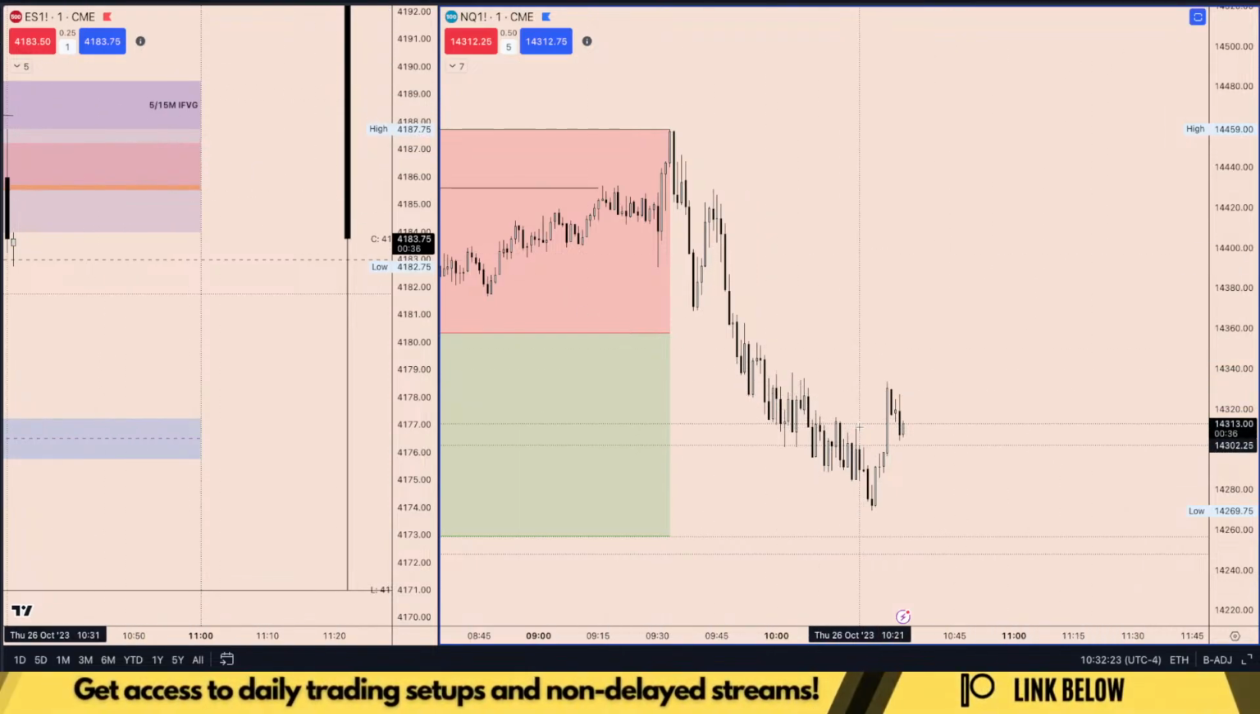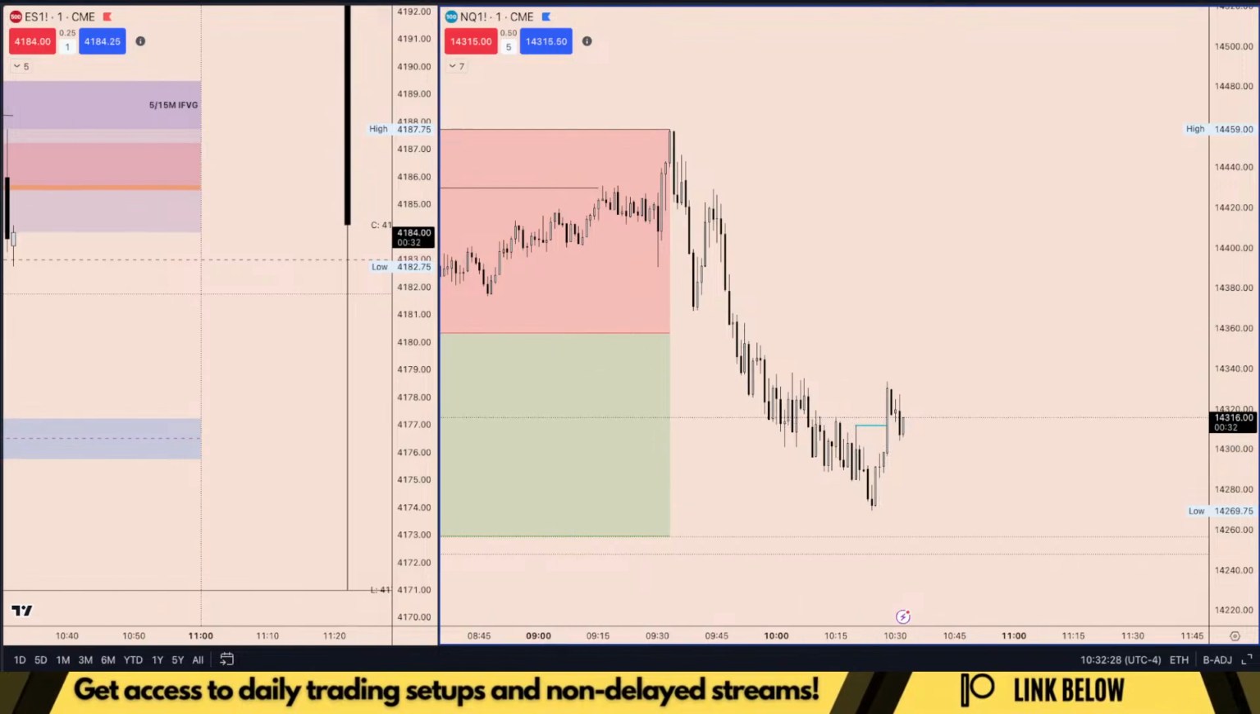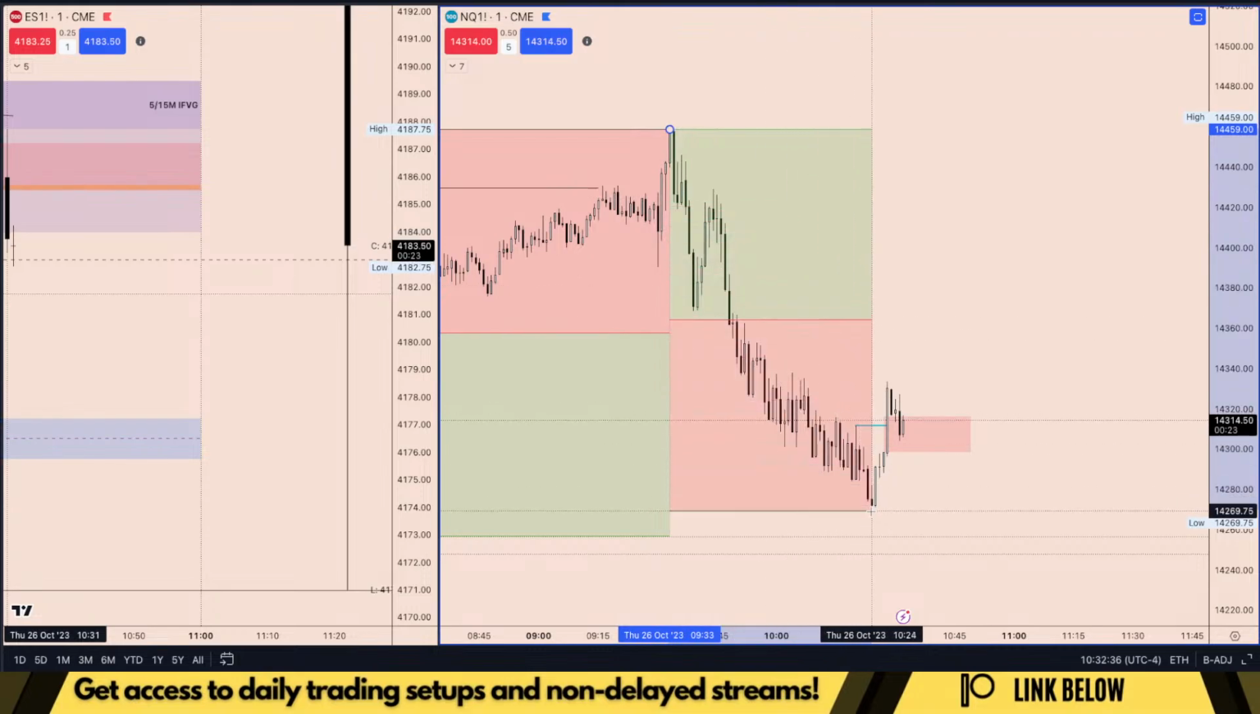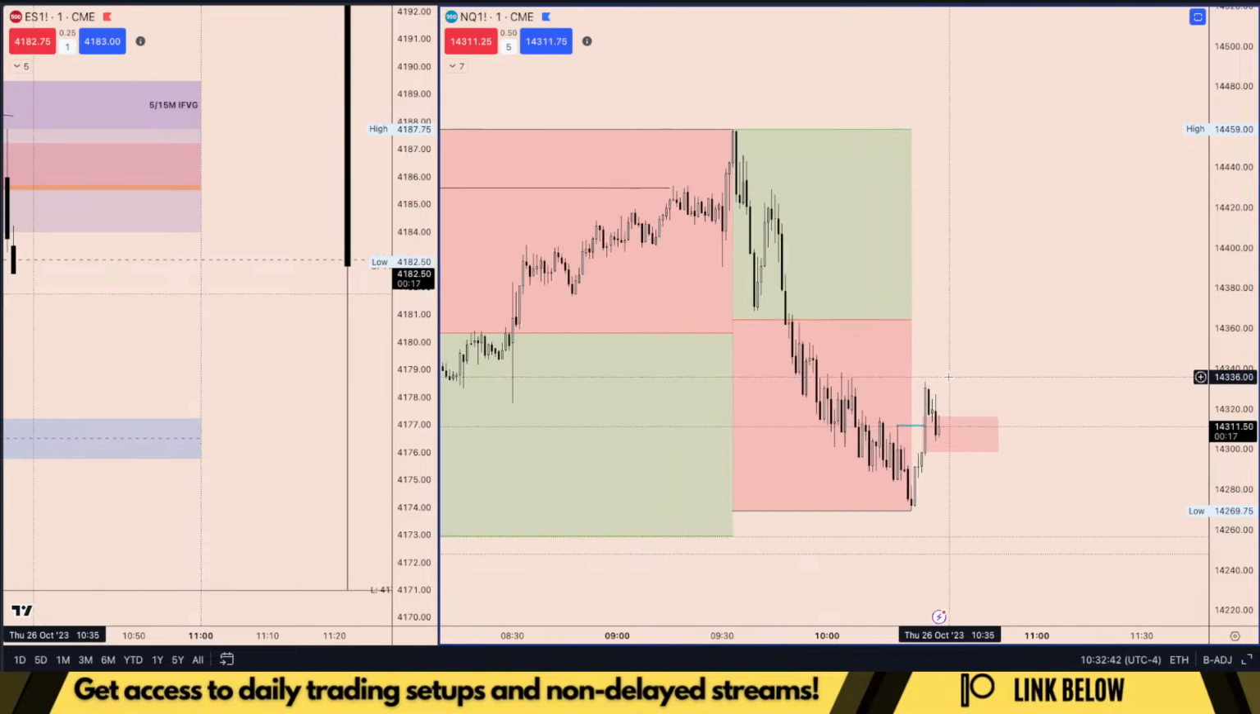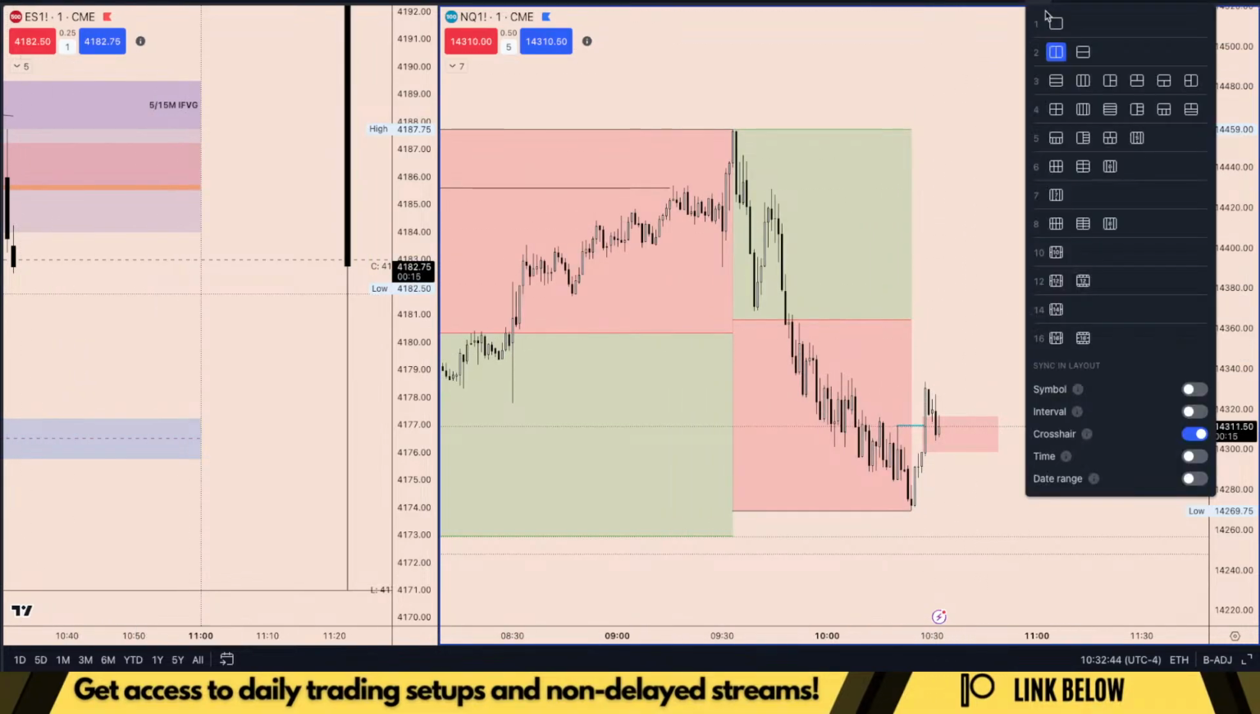This would have a potential for a market structure shift paired with a bullish fair value gap right here. Nice displacement. If we measure our 930 range, very high, maybe retrace towards 50%. That's at least a good partial.